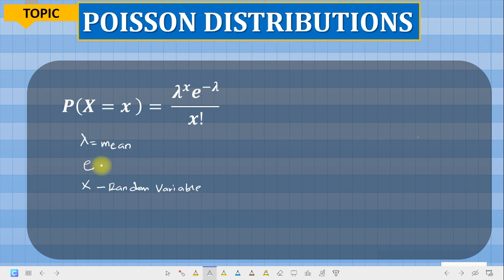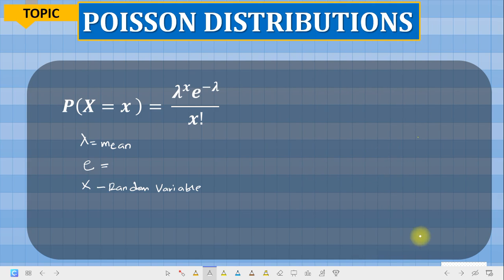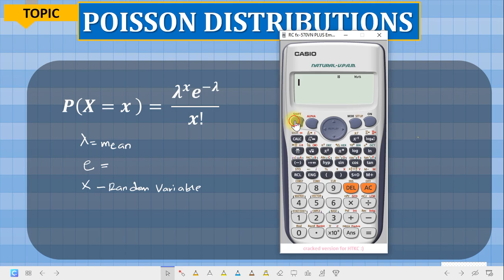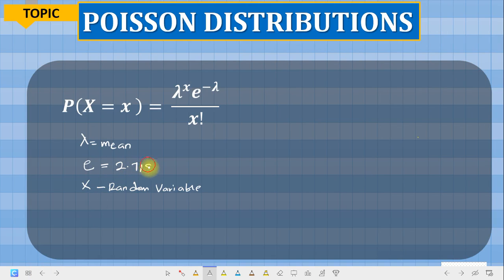So we have E. Now what is the value of E? If this is our calculator, and you press shift and the natural logarithm of 1, it will give you the E value. The E value is 2.7182. That is our E value, and we are going to be using this to solve various questions. E is 2.7182 from your calculator. Now let's solve questions that involve this.